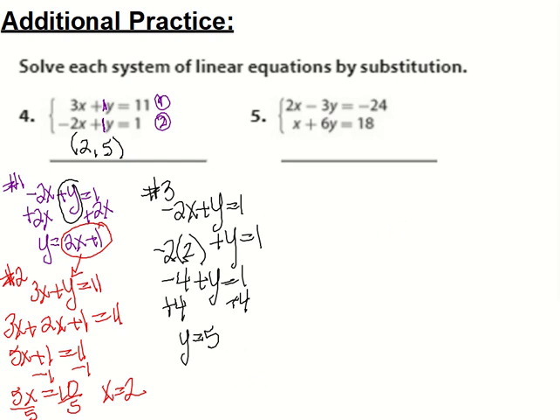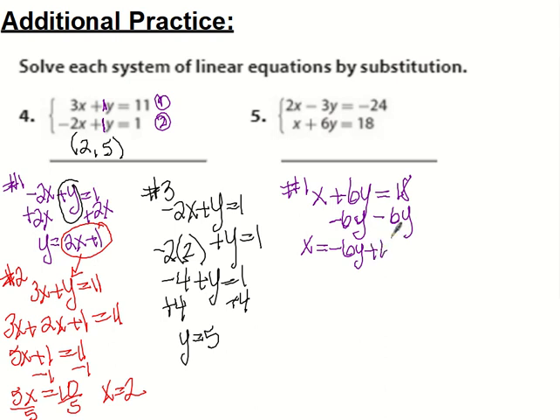All right. Let's do this one. Step 1, I'm going to solve for the x. So x plus 6y equals 18. I'm going to go minus 6y. Minus 6y, I get x equals negative 6y plus 18.